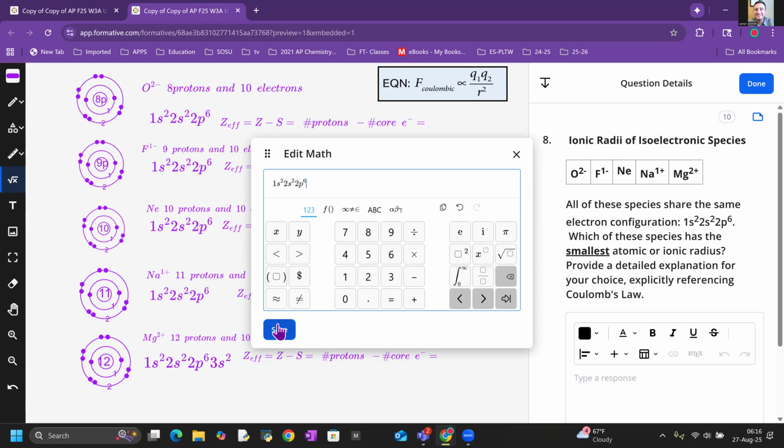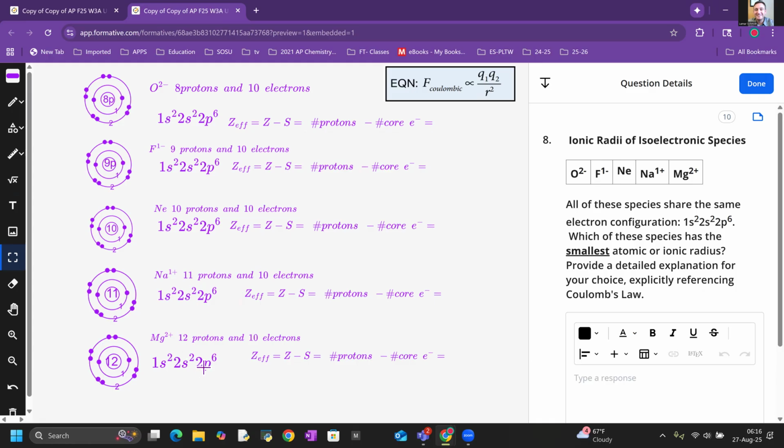And so we end up with this configuration. And sure enough, there's 10 electrons there. And it has the same electron configuration as all of the other species listed. And because all of these species, we're not going to call them atoms because some of them are ions, are different, what they have in common is they have the same electron configuration, or the same electron arrangement around the nucleus.